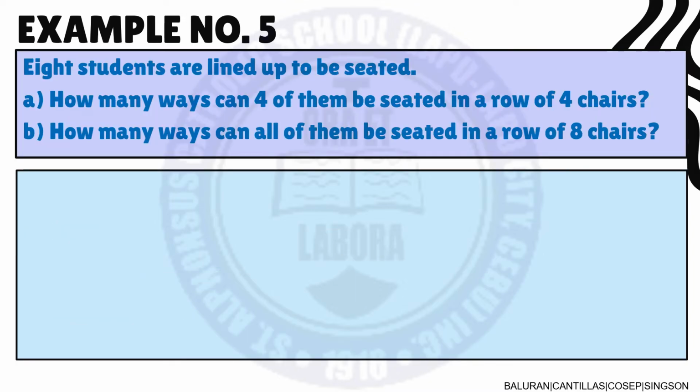Example number 5. 8 students are lined up to be seated. How many ways can 4 of them be seated in a row of 4 chairs? Then the second question would be, how many ways can all of them be seated in a row of 8 chairs? For letter A, we can denote this as the permutation of 8 students taken 4 at a time. So our n here is equal to 8 and r is equal to 4.